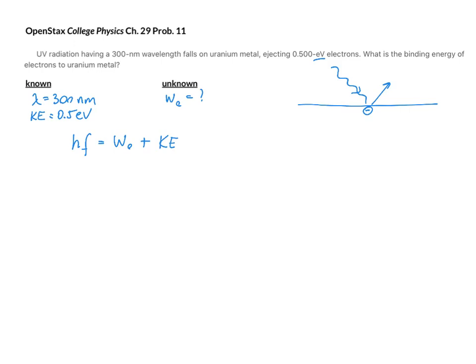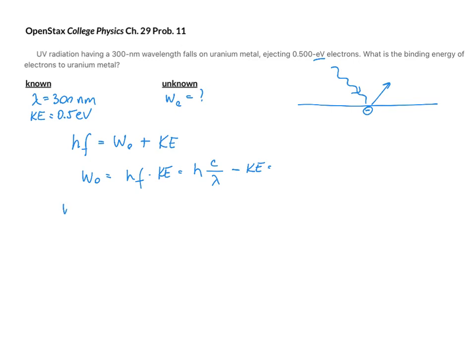In this equation, we're looking for the work function, so W naught is hf minus kinetic energy. We're not given the frequency, but we know the wavelength. Wavelength times frequency is the speed of light. So then we can have hc over lambda minus kinetic energy. And then we start plugging in numbers.